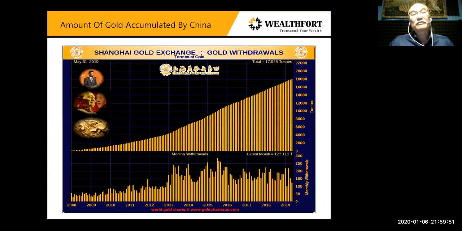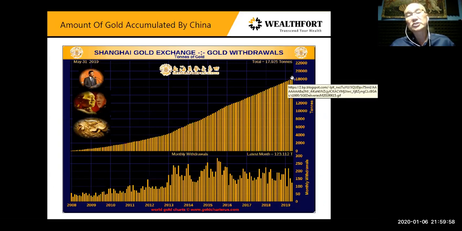So, the amount of gold accumulated by China. Now this is the Shanghai Gold Exchange. The Shanghai Gold Exchange is very different from the COMEX or the LBMA, where the LBMA has futures and OTC, and COMEX sells futures. But the Shanghai Gold Exchange only transacts in physical gold.